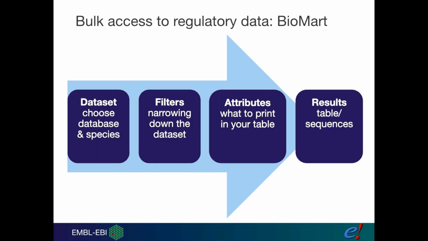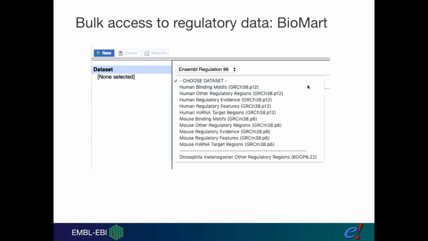If you go into BioMart, when you choose your data set, you can go into Ensembl regulation, and there are actually a number of different databases you can use. There's binding motifs, there's other regulatory regions, which gets you things like Phantom. Regulatory evidence will get you stuff like the actual ChIP-seq, and regulatory features will get you things like the promoters and microRNA target regions.